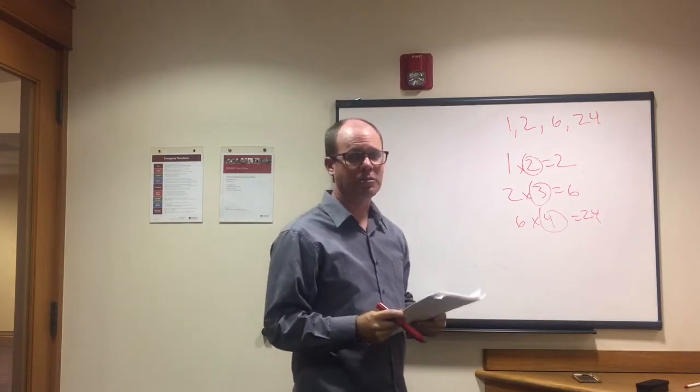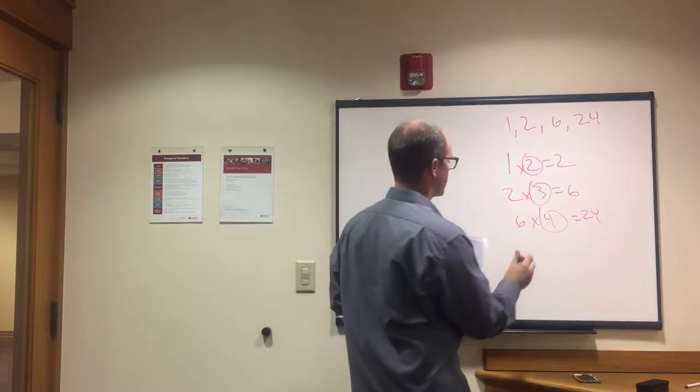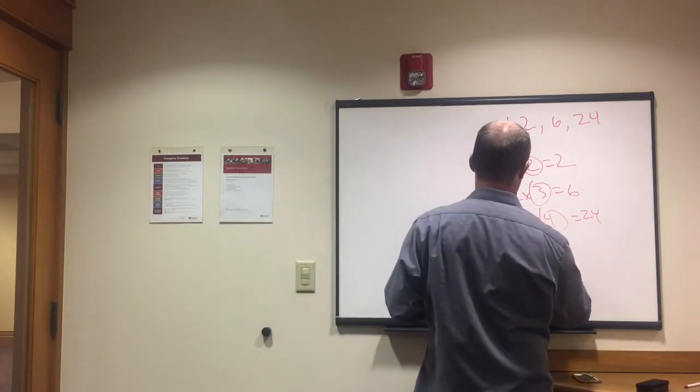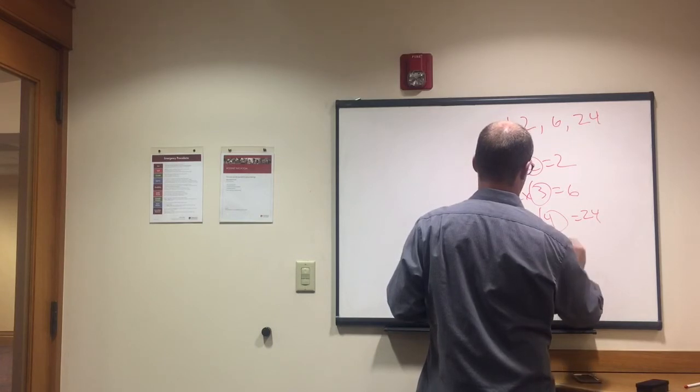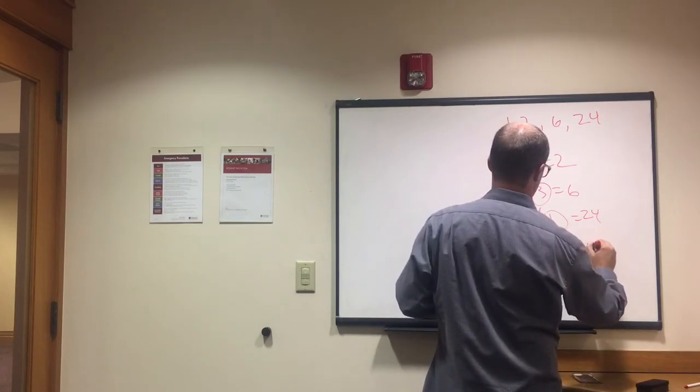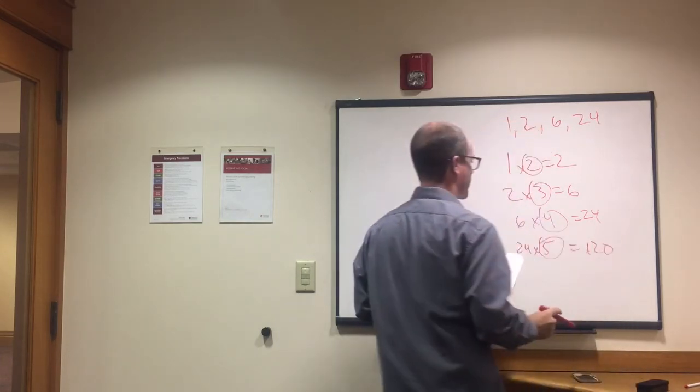What do you think the next number is going to be? Times 5, right? So we have to start with a 24 times 5. And that equals 120.